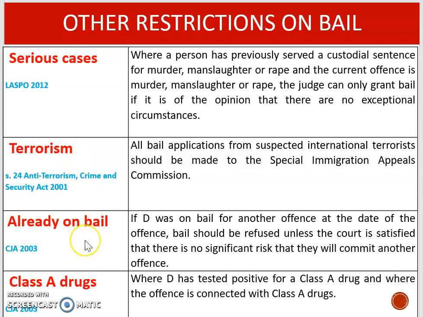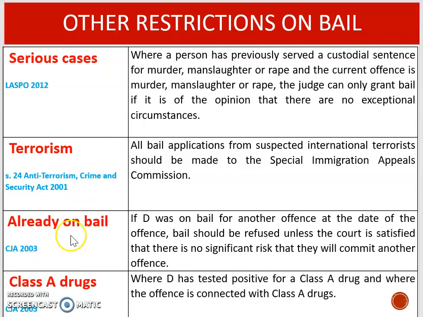If your defendant was already on bail at the time that they've committed this new offence, then bail's going to be refused unless the court's satisfied that there's no significant risk they'll commit another. So if they've committed an offence whilst on bail, that might be a fairly good reason why you're going to restrict it on this occasion.